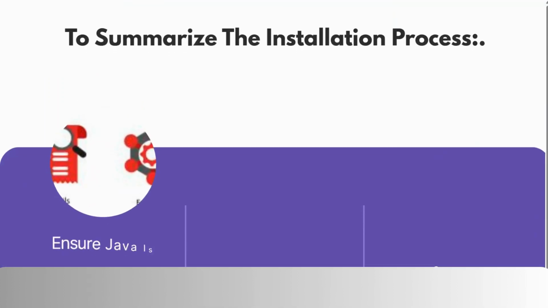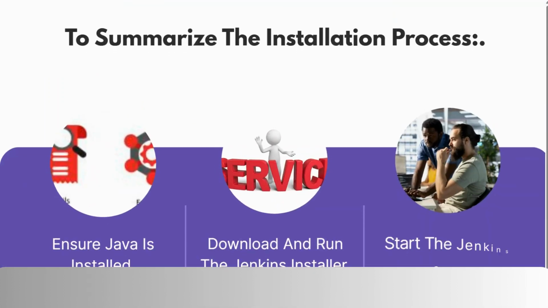To summarize the installation process, ensure Java is installed. Download and run the Jenkins installer. Start the Jenkins service.